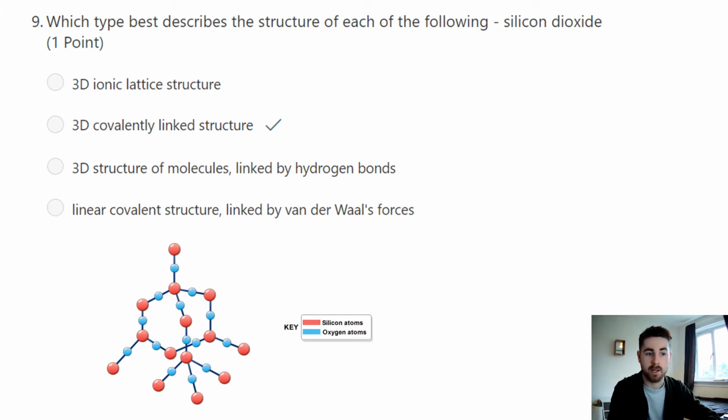Any mention of ionic we can get rid of because it's covalent. Any mention of molecules we can get rid of because it's a network, it's not made of molecules. And any mention of van der Waals forces we can get rid of because in a covalent network the only forces of attraction between different atoms is covalent bonds. That's what makes covalent networks so strong, because to melt, to boil a covalent network, you need to break strong covalent bonds. So there are no intermolecular forces, there are no van der Waals forces. So it can't be option D, so it's going to be option B, covalent network 3D structure.